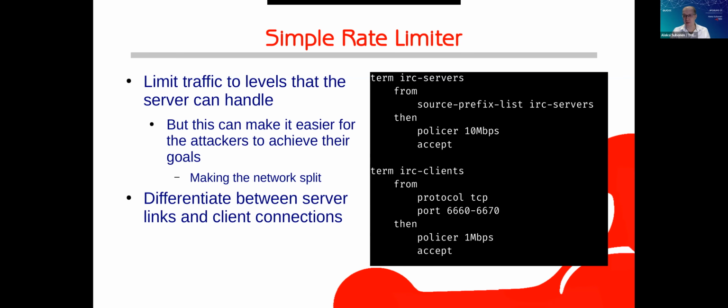So in the example on the right-hand side, we first check if the packet belongs to an inter-server connection, and then we accept it. And then the rest of the connections are IRC clients, and we also accept those, but we police them to 1 megabit, because that is way more bandwidth than the server usually needs for IRC client connections.